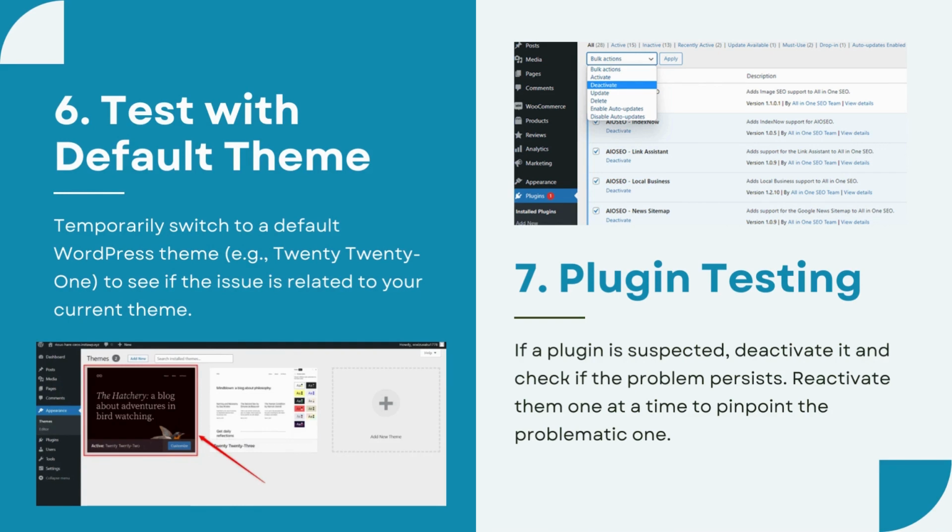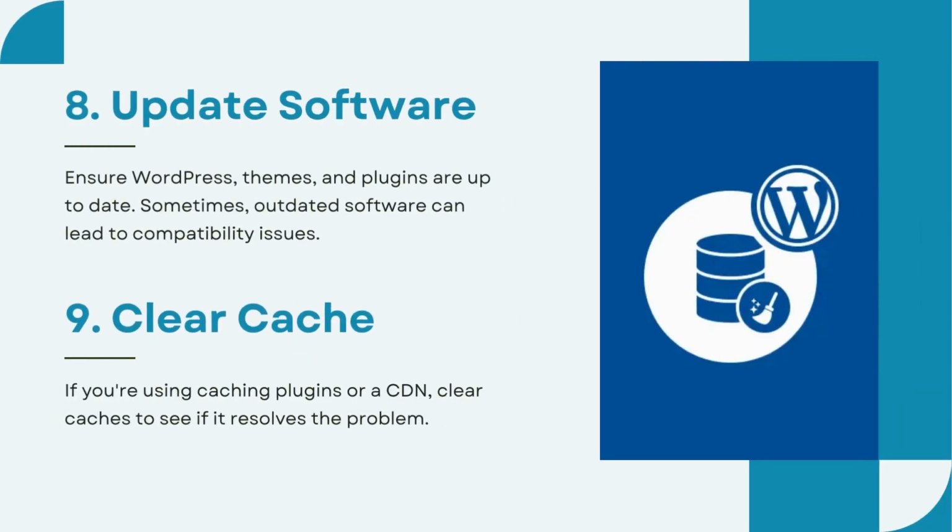7. Plugin testing. If a plugin is suspected, deactivate it and check if the problem persists. Reactivate them one at a time to pinpoint the problematic one. 8. Update software. Ensure WordPress, themes, and plugins are up to date. Sometimes, outdated software can lead to compatibility issues.